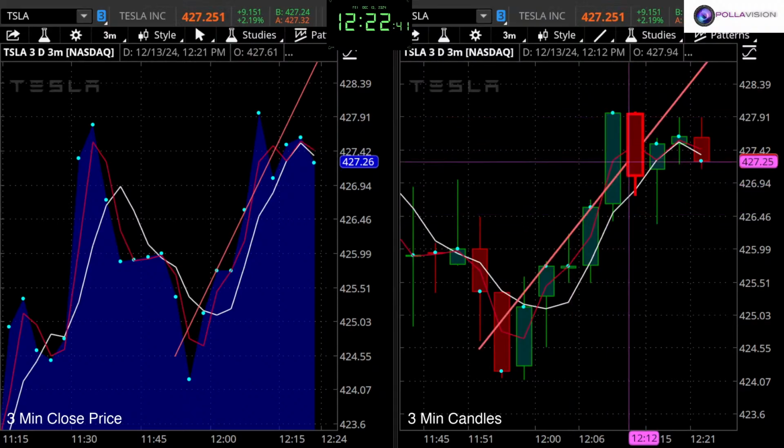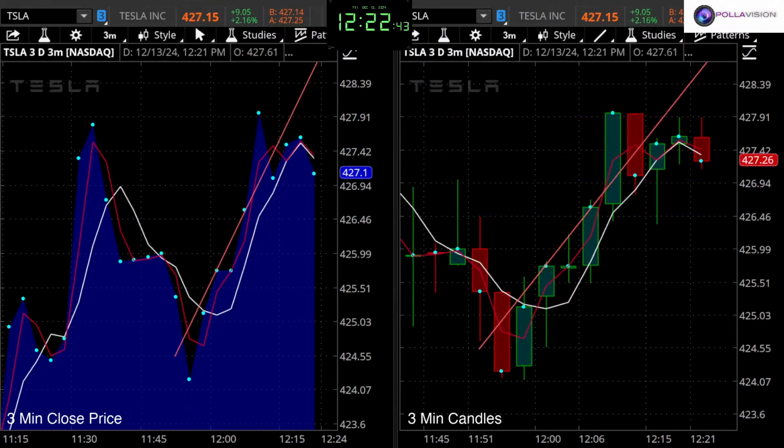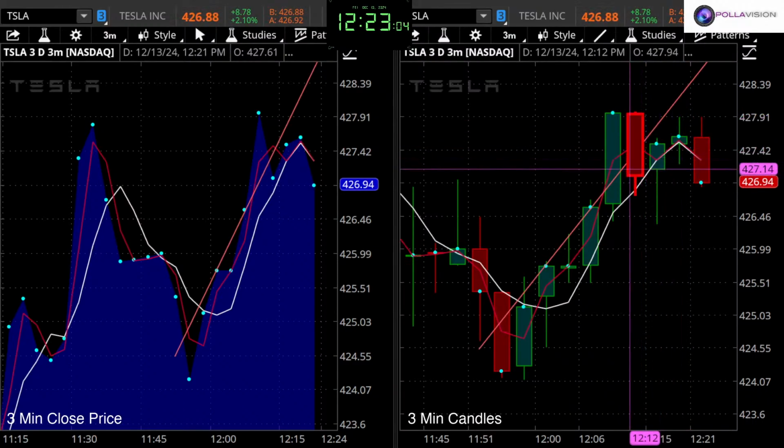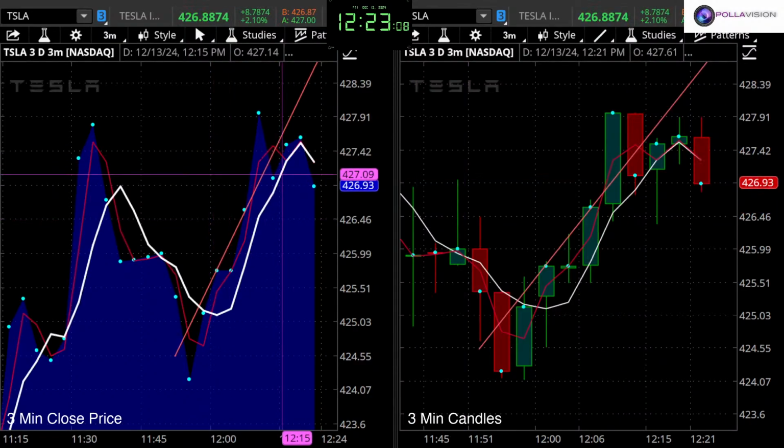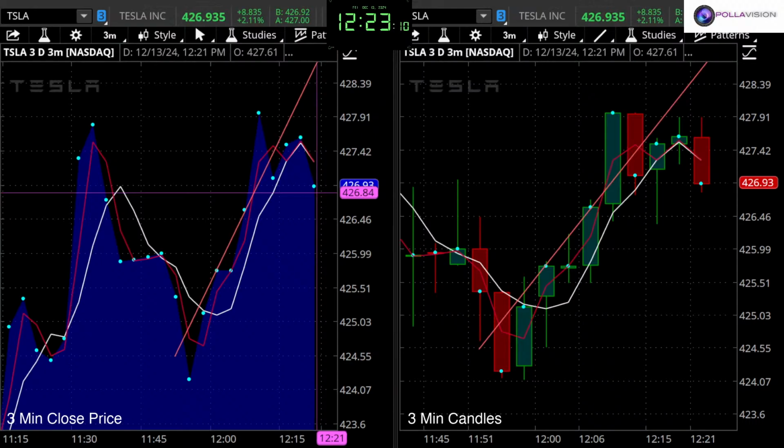They took it up, took it down, held up. Did take it down below the 4, but look where it closed. It closed up here. Back on. And here we go. So the 3 minute, you can see where the price closed above the 4, and now we're below the 3.